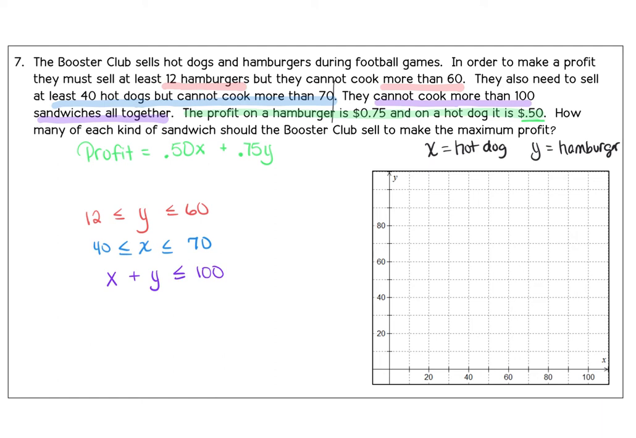Now you'll notice your graph is only in the first quadrant. There's a natural constraint, even if they hadn't said between 12 and 60, and between 40 and 70. They're not going to sell a negative number of hamburgers or hot dogs, right? And so most of your word problems will naturally constrain you to the first quadrant. Now this looks identical to the one I just did. I have a profit, I have constraints. I'm going to graph my constraints, take my vertices, plug it into my profit.